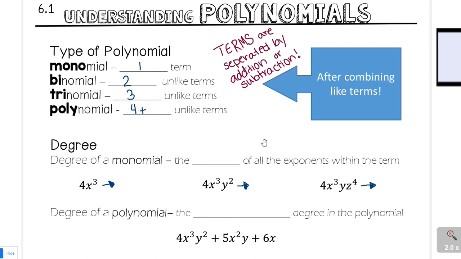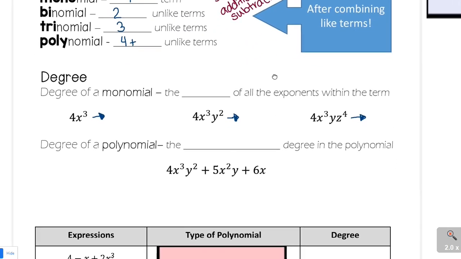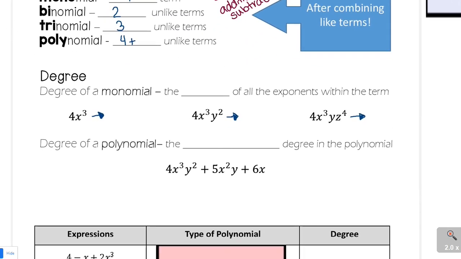Let's look at degrees. The degree of a monomial is the sum of all the exponents within that term. So 4x to the third. Our exponent is x to the third, so our exponent is 3. So our degree is 3.